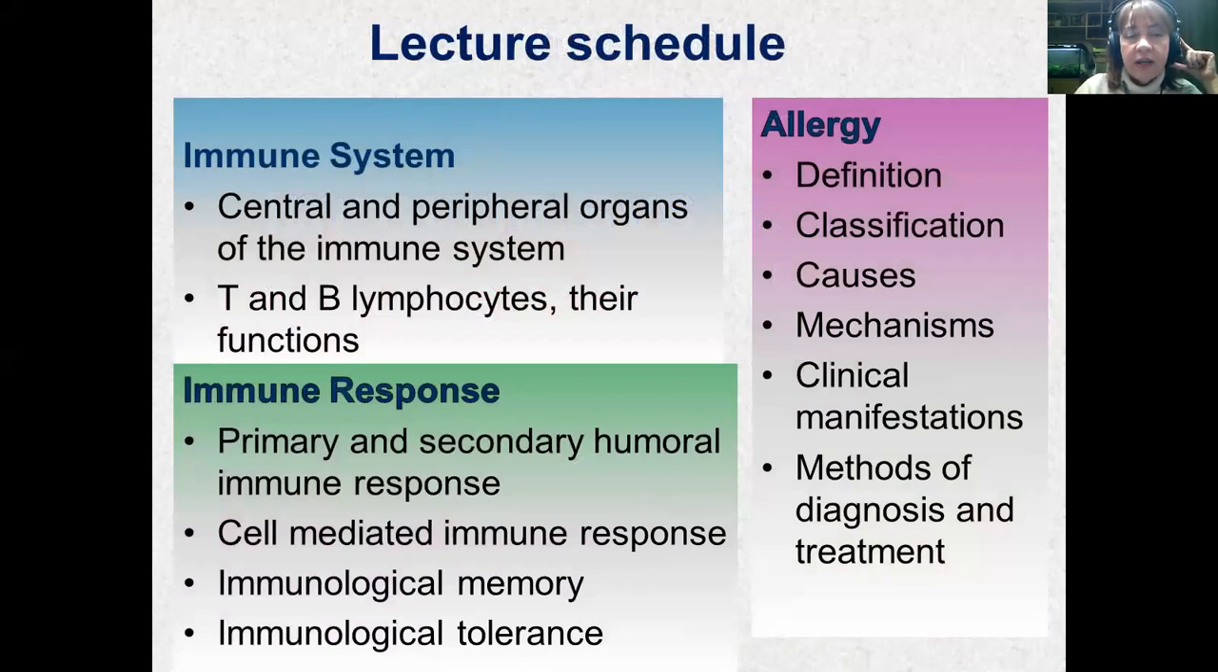We start with characteristic of immune system, the central and peripheral organs, and main cells of immune system, the lymphocytes. The second part is about immune response, primary and secondary, cellular and humoral, and special types of immune response like immunologic memory and immunologic tolerance. And third part is about allergy, their definition, their classification according to Coombs and Gell, and causes, manifestations, clinical mechanisms, and methods of diagnosis of four main types of allergies.